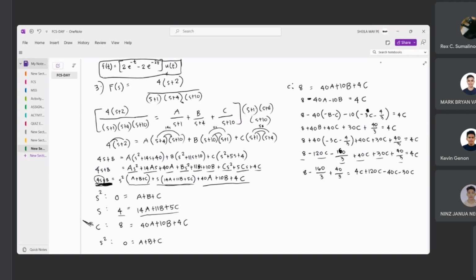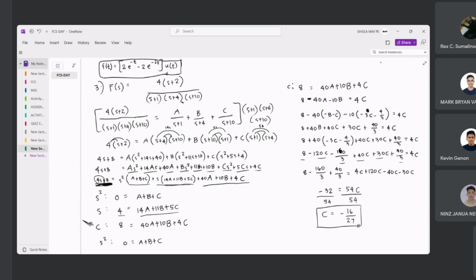Calculate, class. Negative 32 equal to, so 4C plus 120 minus 40 minus 30, we have 54C. Okay, divided by 54, divided by 54. So we have C at negative 16 over 27. We already have our first root, I mean the third root, the C.